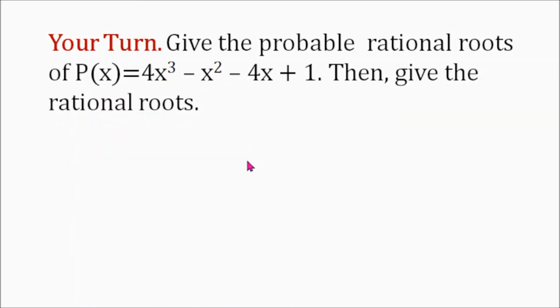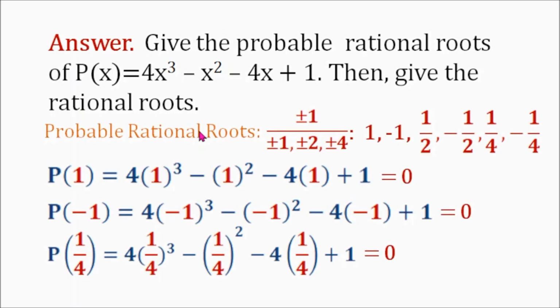Now, your turn. Give the probable rational roots of p of x equals 4x cubed minus x squared minus 4x plus 1, then give the rational roots. You can pause the video, and if you are done, I can now show you the answer.